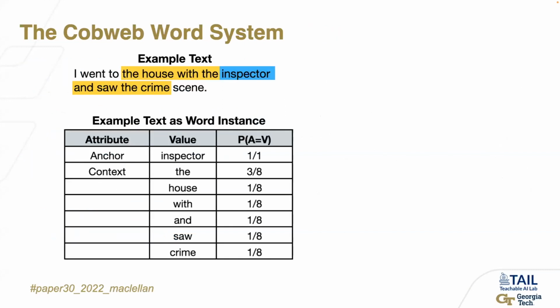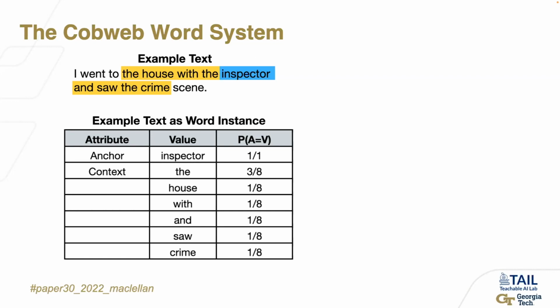So first, let's talk about the Cobweb word system. Similar to Word2Vec, we chose to represent each instance in terms of an anchor, that's the anchor word and its surrounding context. So here's an example of a sentence from Sir Arthur Conan Doyle's Sherlock Holmes stories, along with an instance for our word system that's based on this text. In this case, inspector is our anchor word, and we have a context window of 4 words before and after the anchor.